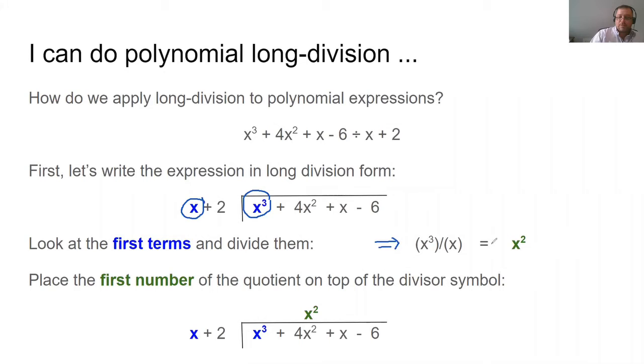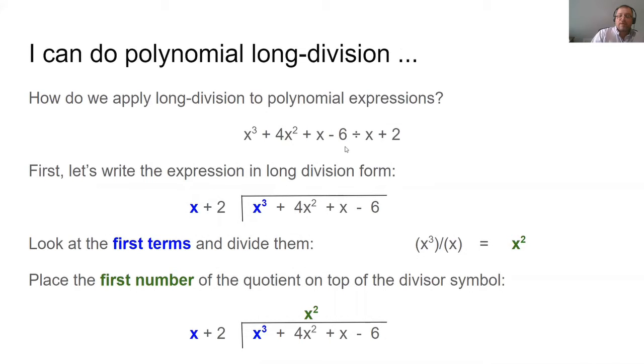And then I get x squared, and I take this x squared and I put it right here, just like we did in division. And here's where I'm at. The first number of the quotient is on top of the divisor sign. That's how you start this process. That's how we go through it. And let's see what we do next.